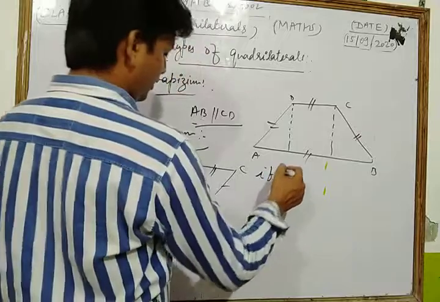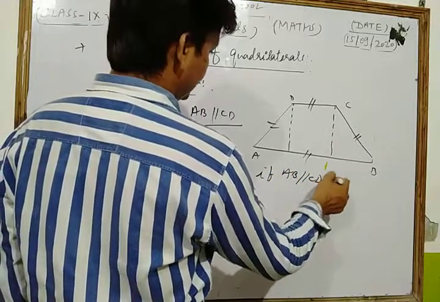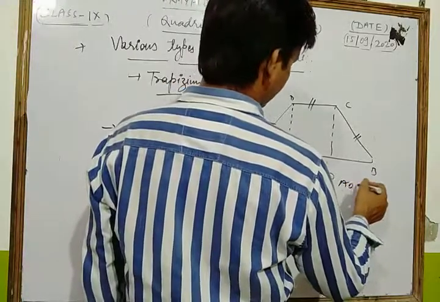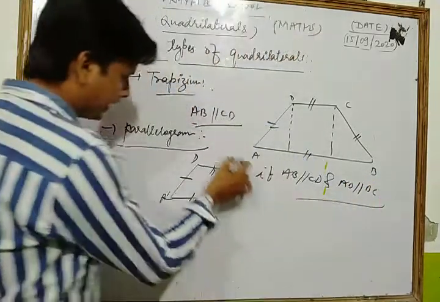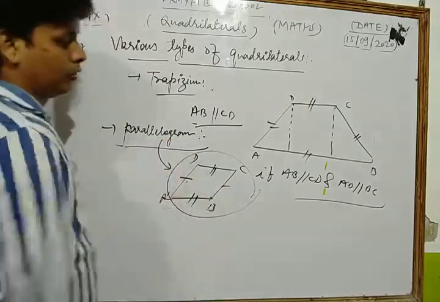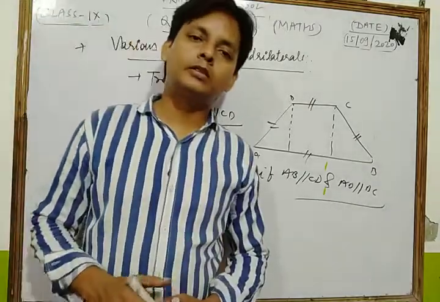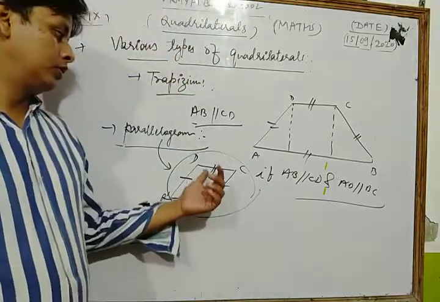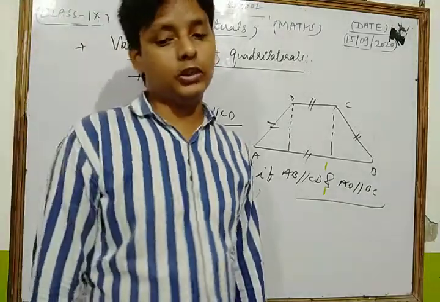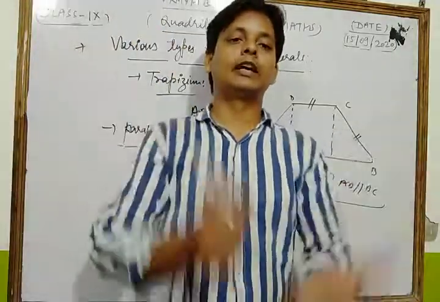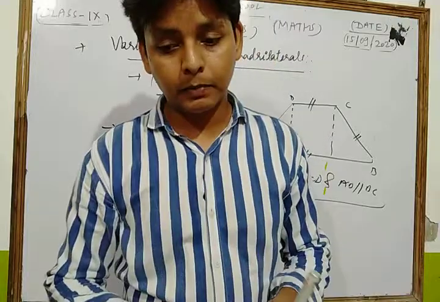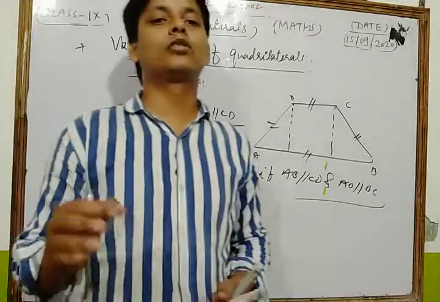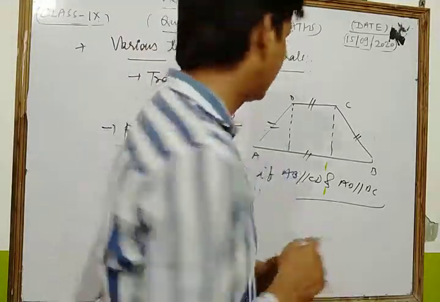Dear student, if AB is parallel to CD and AD is parallel to BC, then that type of quadrilateral is known as a parallelogram. A parallelogram is a type of quadrilateral in which both pairs of opposite sides are parallel to each other. So in this way, dear student, we can say that a quadrilateral is a parallelogram if both pairs of opposite sides are parallel to each other. So this is the concept of parallelogram. Okay, now let's see.